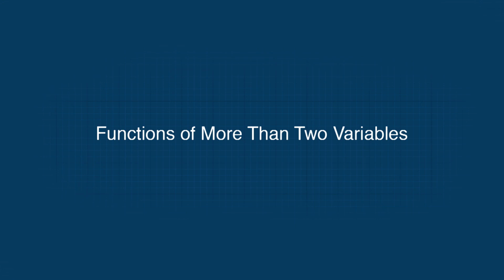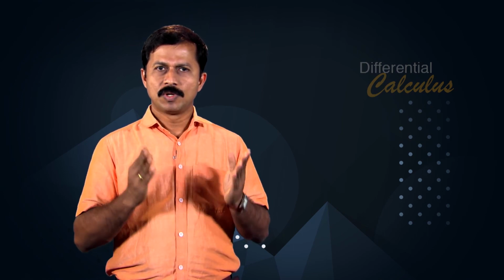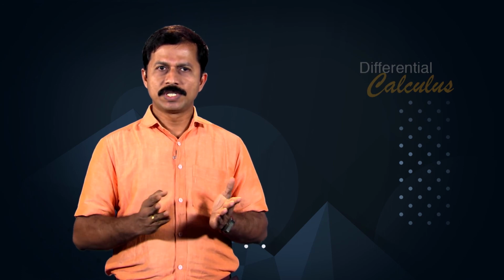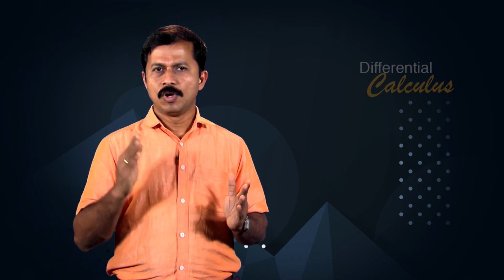Functions of more than 2 variables. The definitions of limit and continuity for functions of 2 variables and the conclusions about limits and continuity for sums, products, quotients, powers and composites all can be naturally extended to functions of 3 or more variables.